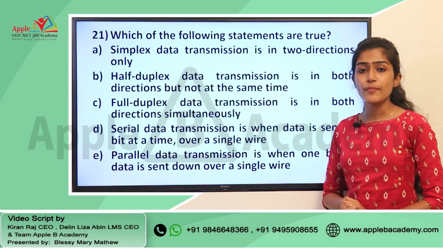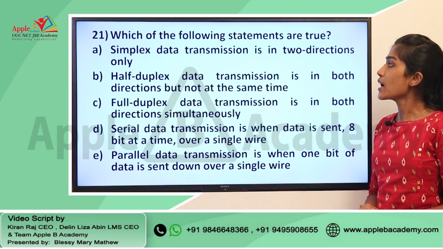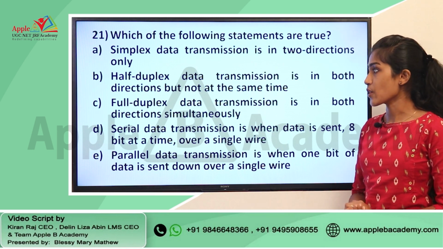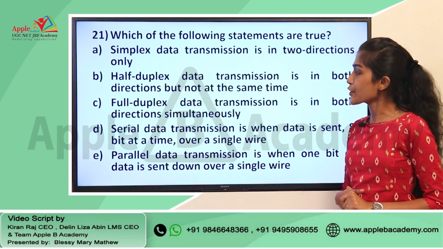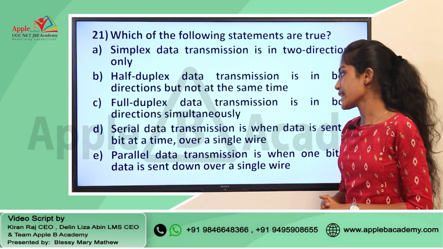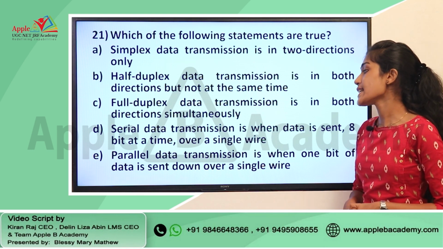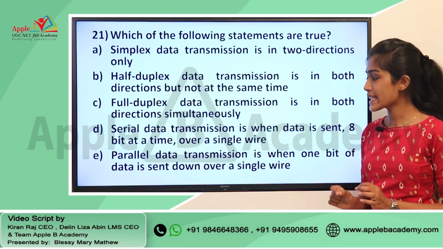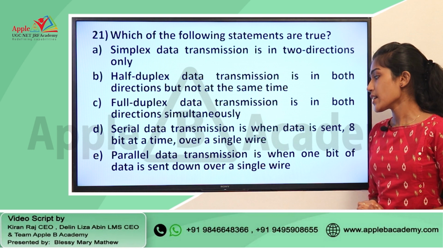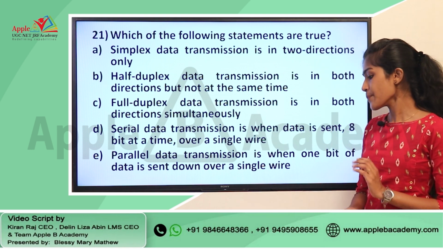Next question, again from ICT. Which of the following statements are true? Simplex data transmission is in 2 directions only. Half-duplex data transmission is in both directions but not at the same time. Full-duplex data transmission is in both directions simultaneously. Serial data transmission is when data is sent 8 bits at a time on a single wire. Parallel data transmission is when 1 bit of data is sent down a single wire.